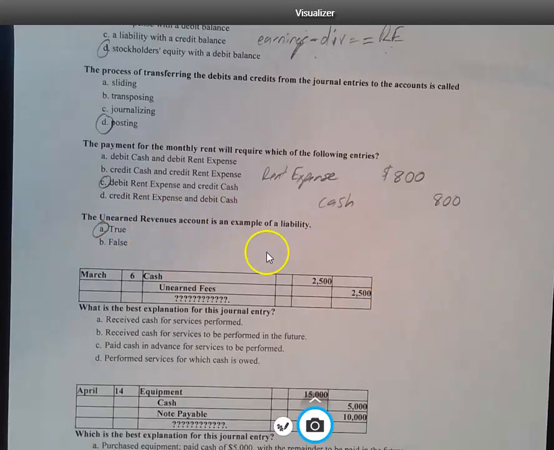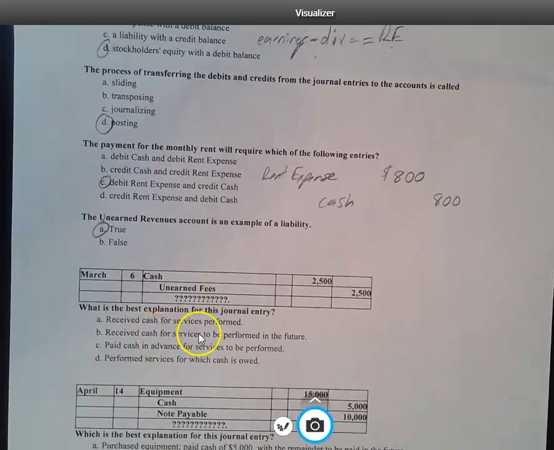So this is an example of a journal entry that would pertain to the previous true-false question. Okay. Received cash for services performed. Well, if the services have been performed and we received the cash, then the fees would be earned, not unearned. So that's an incorrect answer.